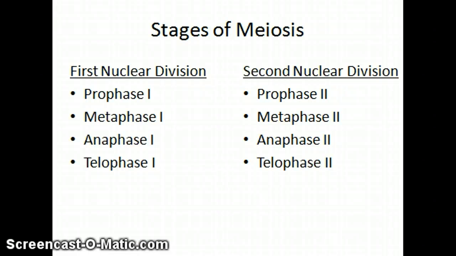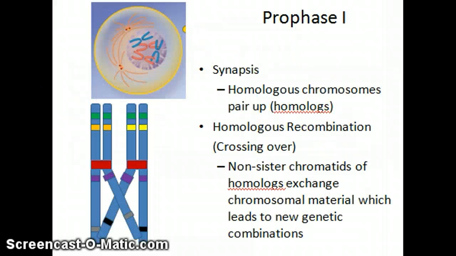There are a few differences that occur in each phase, particularly during meiosis I, the first nuclear division. In prophase I, a unique phenomenon occurs in which homologous chromosomes align. This is called synapsis. They pair up together. And here I have a picture of 2 replicated chromosomes that have lined up, the centromere shown in red.